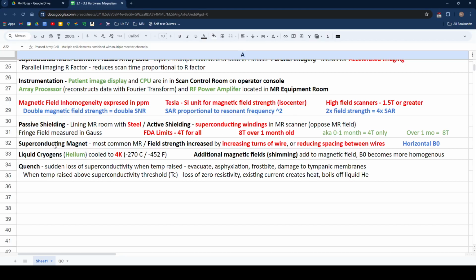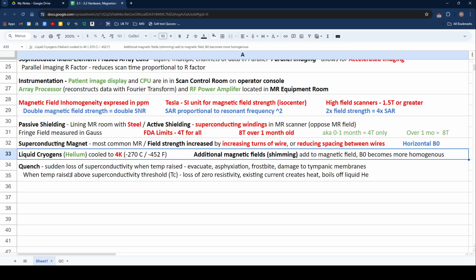A superconductive magnet is most common in MR. The field strength is increased by increasing turns of the wire or reducing spacing between the wires, and they use a horizontal B0. Liquid cryogens are used, so helium, and it's cooled to 4K, minus 270 C or minus 452 Fahrenheit. Additional magnetic fields or shimming adds to the magnetic field to make B0 more homogeneous.